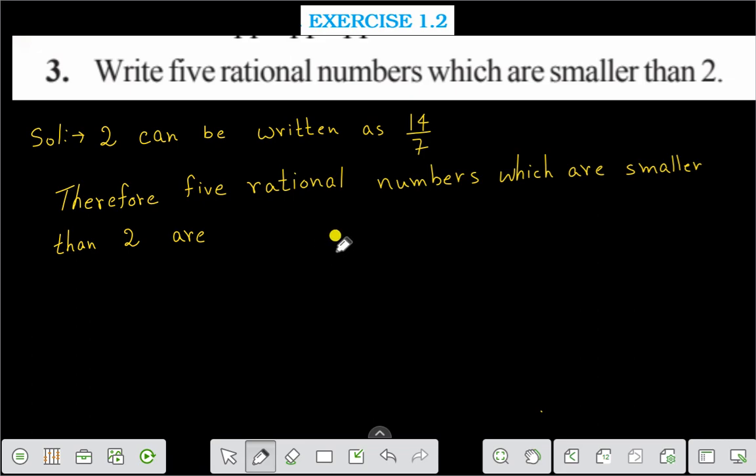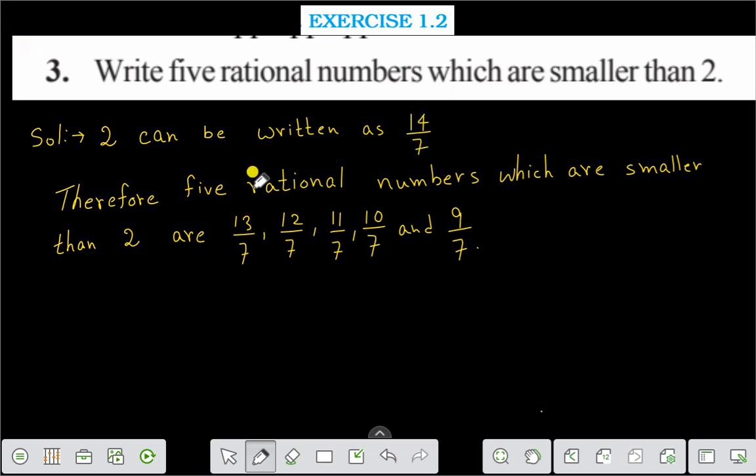It is 14 by 7, therefore it is 13 by 7, 12 by 7, 11 by 7, 10 by 7, and 9 by 7. Right? Again we are repeating that 2 can be written as 14 by 7 because 7 twos are 14, that is 2.